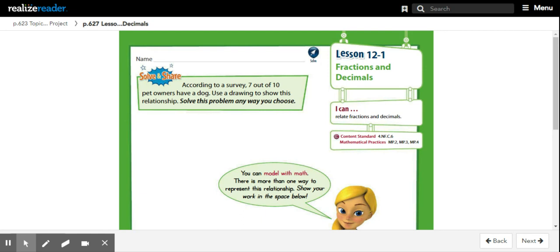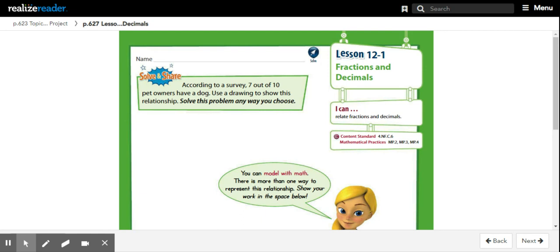Okay, so our Solve and Share we're going to do today, just like we would do in class. I'm going to read it to you. I'm going to give you a minute to figure it out on your own, and then I'm going to go over it with you. Today's lesson is decimals and fractions. So you're wanting to figure out how fractions and decimals are the same and what they have in common.